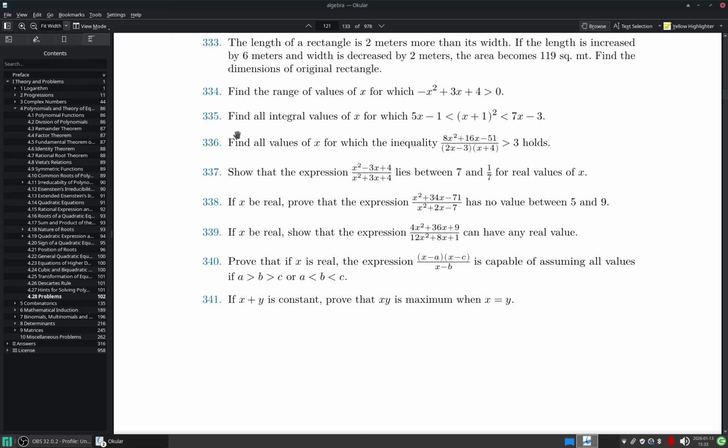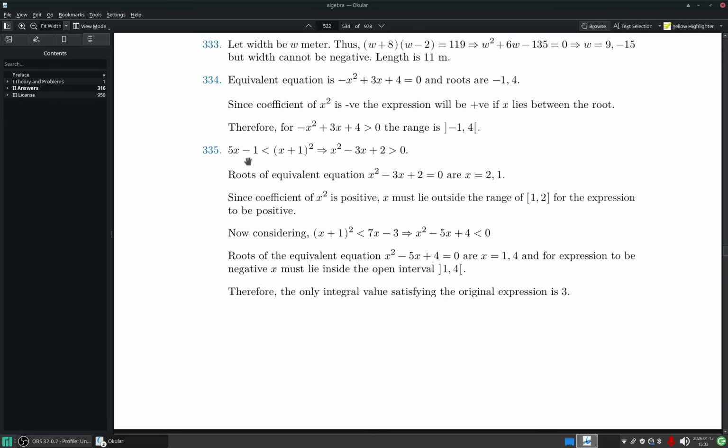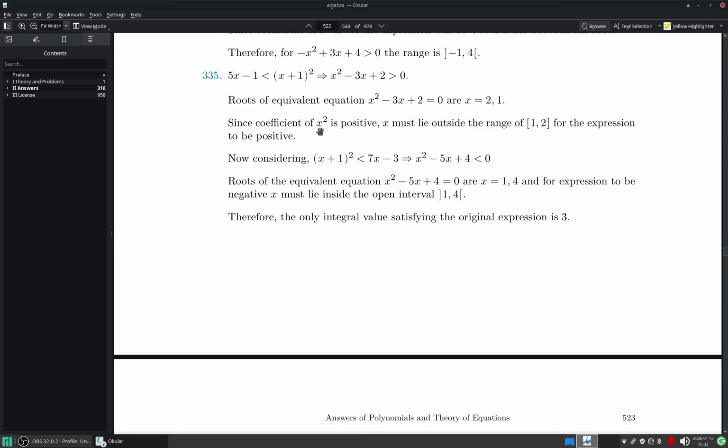Now we move on to the next question, 335. Find all integral values of x for which 5x minus 1 is less than (x plus 1) whole square, which is less than 7x minus 3. So first we take the first two terms. We get 5x minus 1 less than (x plus 1) whole square, that is x square minus 3x plus 2 greater than 0. So the roots of the equivalent equation would be 2 and 1. And since the coefficient is positive, x must lie outside the range of 1 and 2. That is, x should be less than 1 or greater than 2.